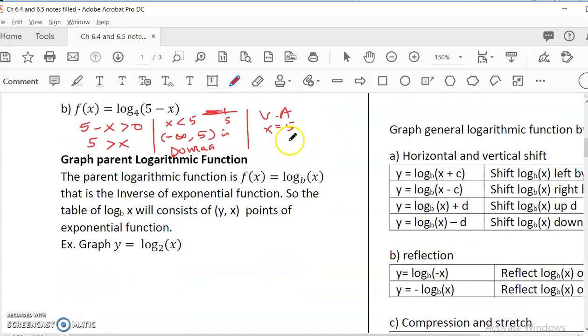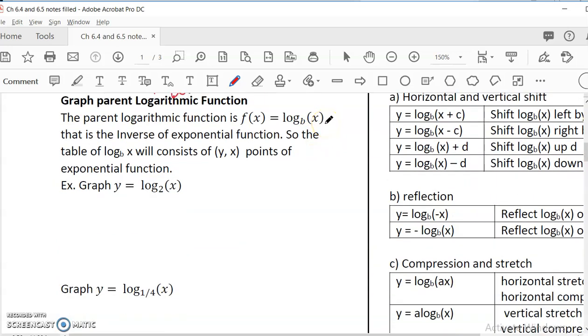It would help us to graph a general logarithmic function. So before we graph a general logarithmic function, we'll graph the basic parent function, which is just y equal to log base b of x. Because it's the inverse of the exponential function, we also use the properties of inverse: if (x, y) is a point in the exponential function, then the points x go to y for exponential, y go to x for log function, right? So we'll have a point of (y, x).